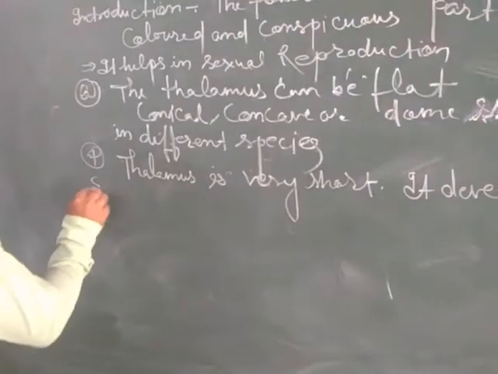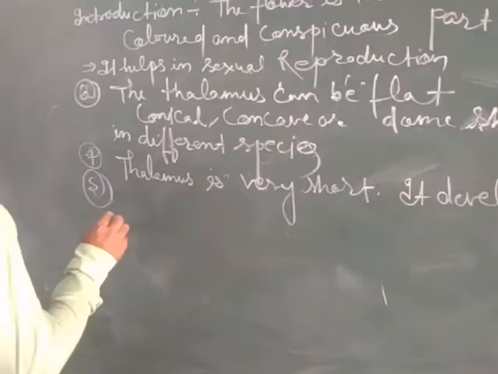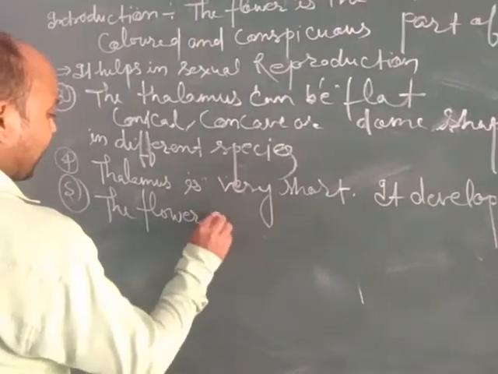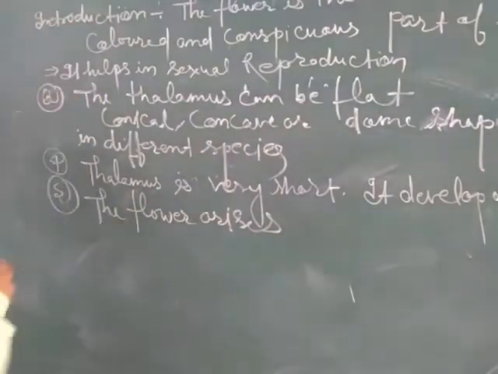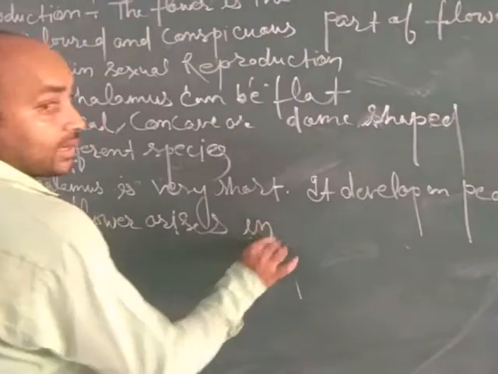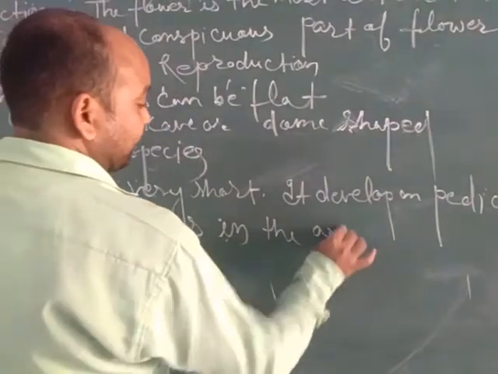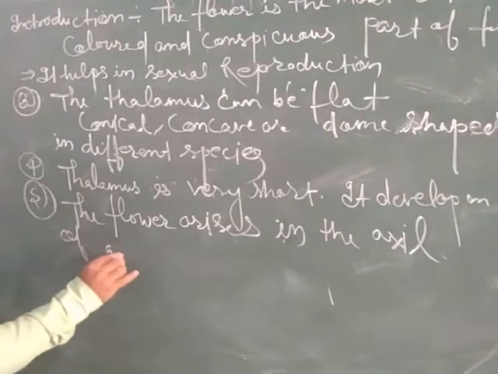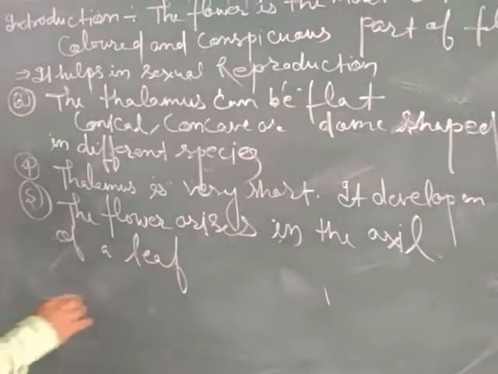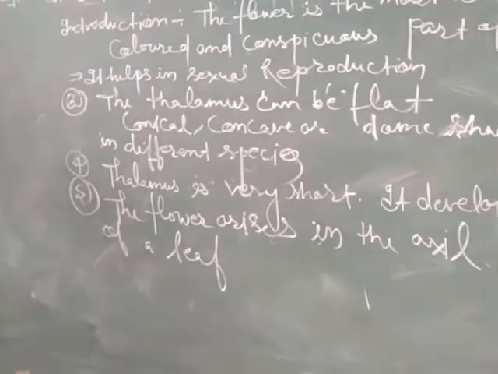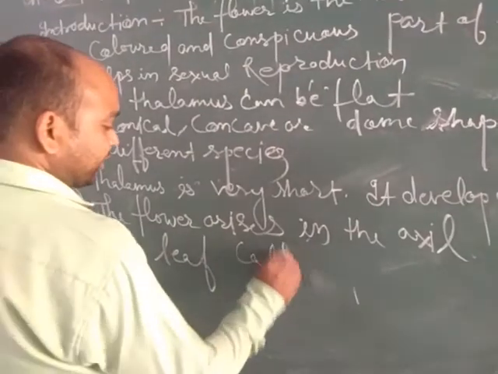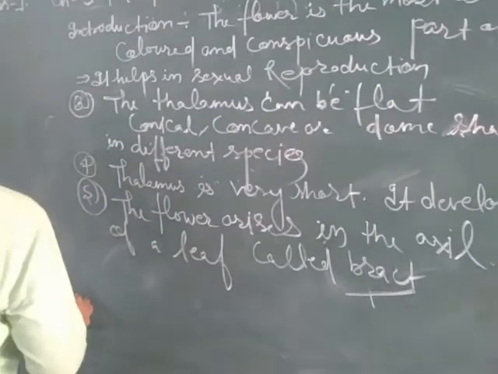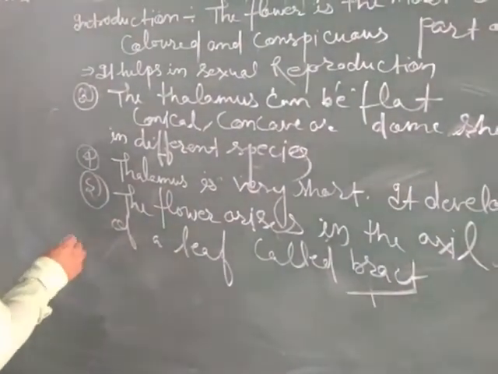Now the next characteristic of the flower is that the flower arises in the axil of a leaf, which is called the bract of the flower. Dear student, we will discuss different parts of the flower through a diagram.